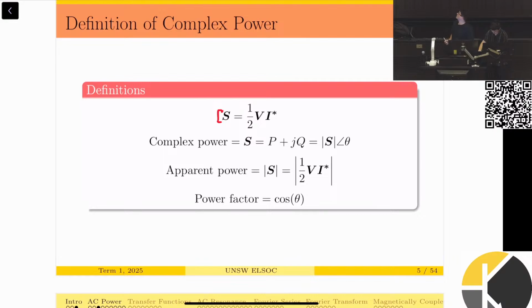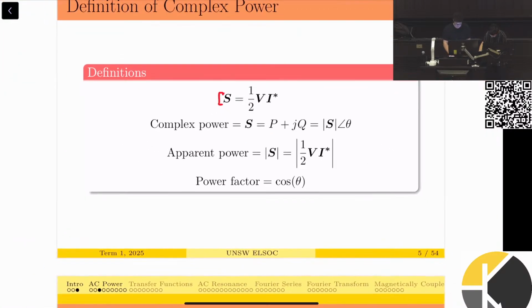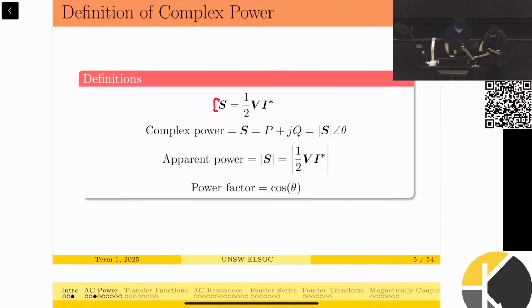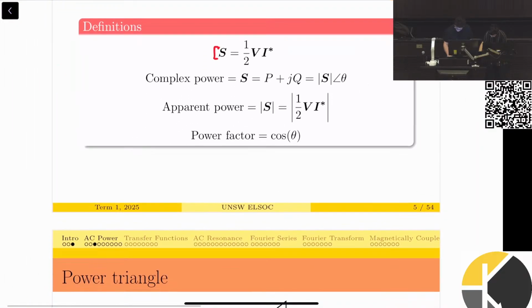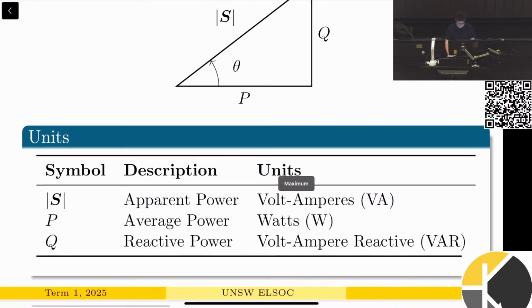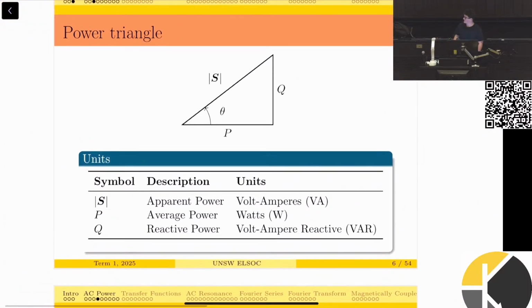We have S, which is complex power. We have anything in bold as a phasor. We have apparent power, which is the magnitude of S, and we've got power factor. But the interesting thing to note here is all of these can be figured out from S. So S is very, very useful. Another friend of yours, the power triangle. You guys should have seen this lots.